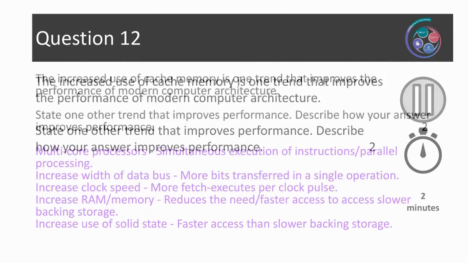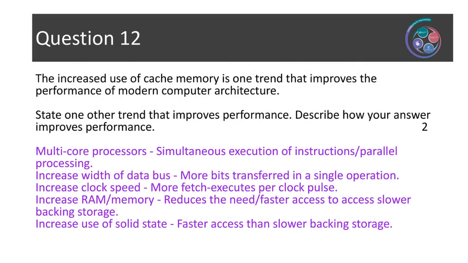So, the increased use of cache memory is one trend that improves the performance of modern computer architecture. State one other trend that improves performance. Describe how your answer improves the performance. Well, I think one of the really nice examples that you can give here is multi-core processors. So, multi-core processors allow simultaneous execution of instructions or the ability to be able to do parallel processing.